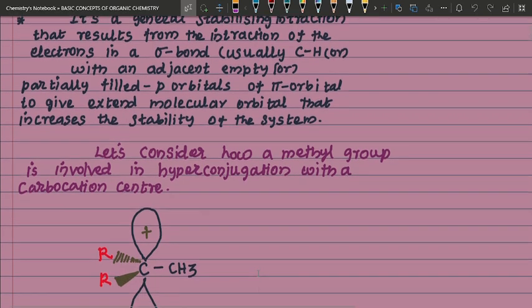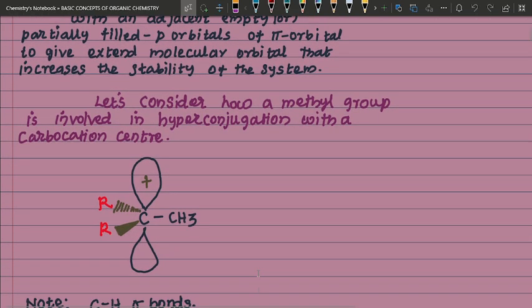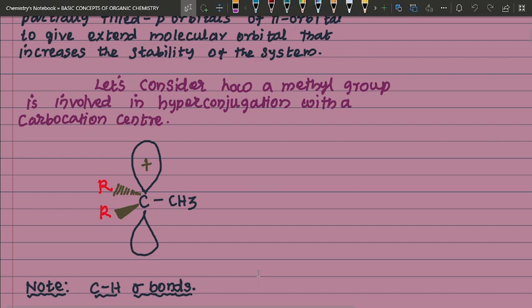Let's consider how a methyl group is involved in hyperconjugation with a carbocation center. This is the carbocation center. It means this carbon has already lost one electron. Let's see below.